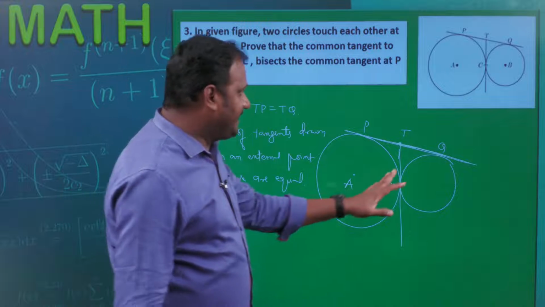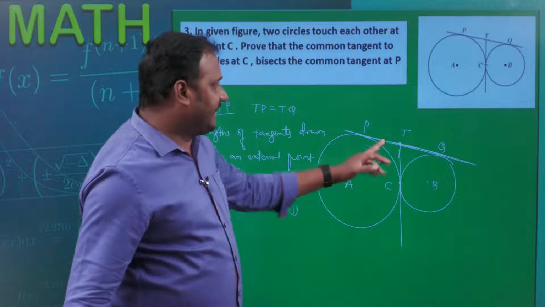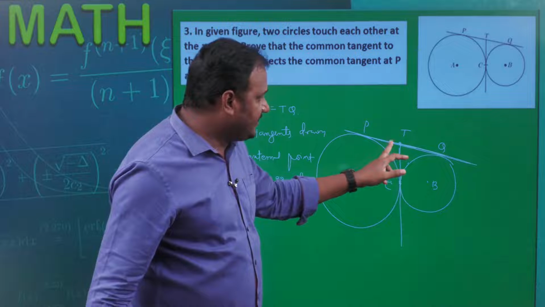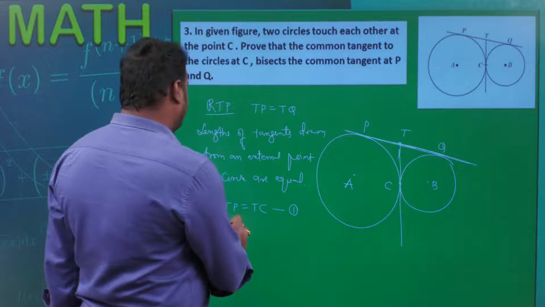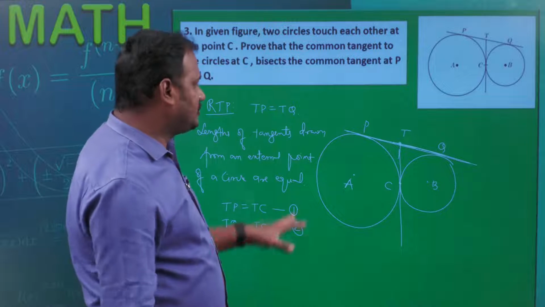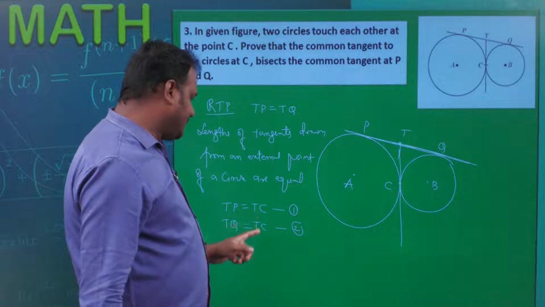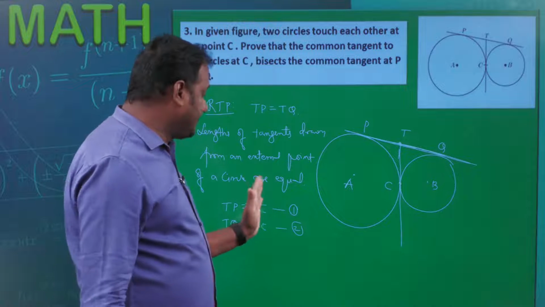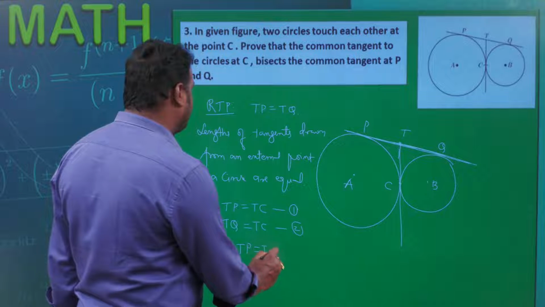And similarly, I am taking the circle with center B now. For this circle with center B, again T is an external point to this circle, and TQ and TC are two tangents drawn. So we can say that TQ is equal to TC. So these are two pieces of information from this figure. If you observe both the two, TP is equal to TC, TQ is also equal to TC. So both are equal to TC. Can we say that TP is equal to TQ? Therefore, TP is equal to TQ.